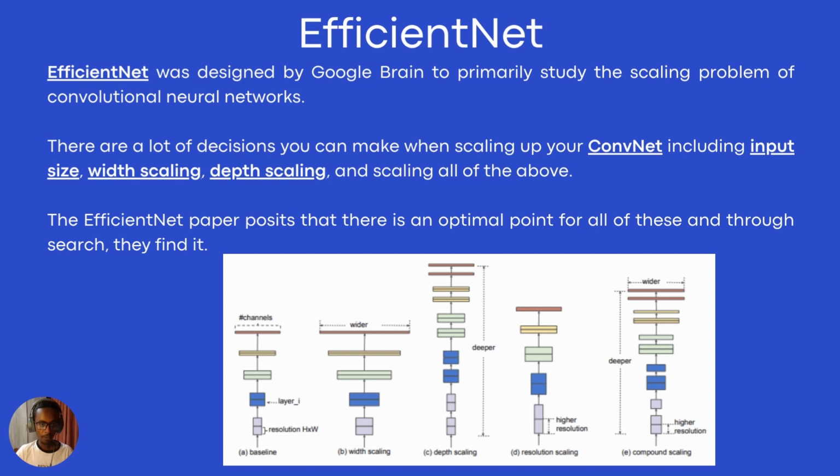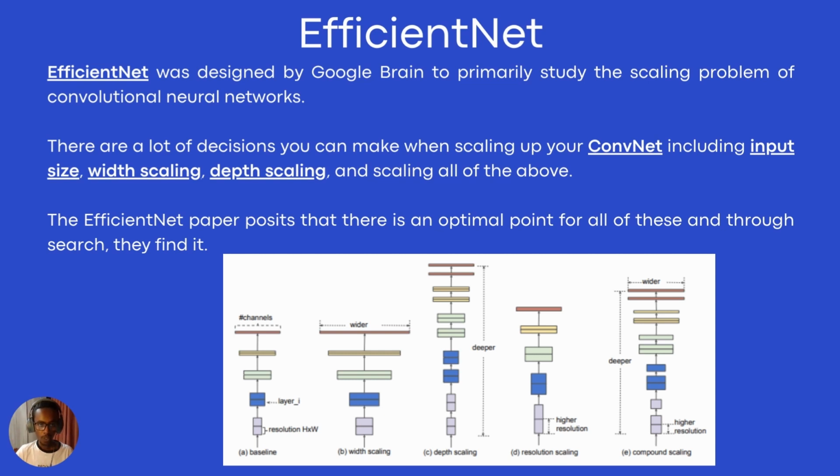So you're going to have to compromise on the computation part of your model, because when you increase the input size or resolution, you need a higher-end GPU or more GPUs in order to perform computations on the pixels of the higher resolution. So the EfficientNet paper posits that there is an optimal point for all of these, and through search they find it.